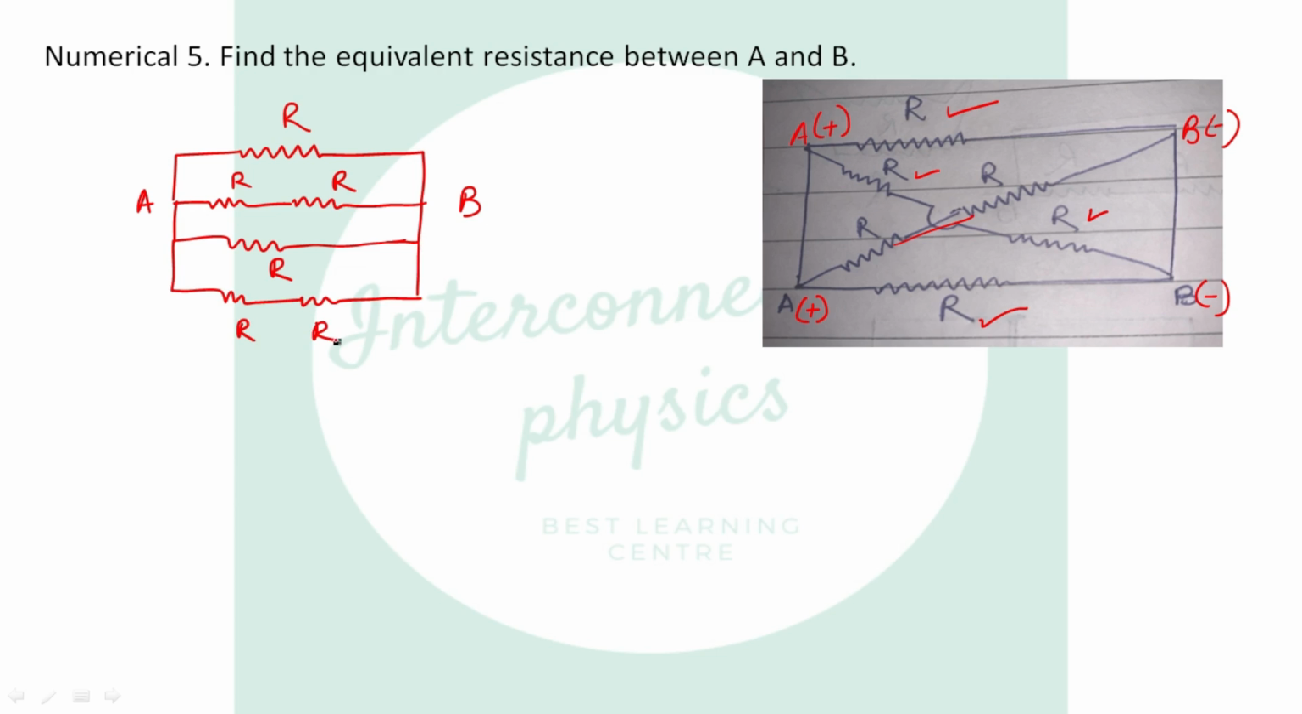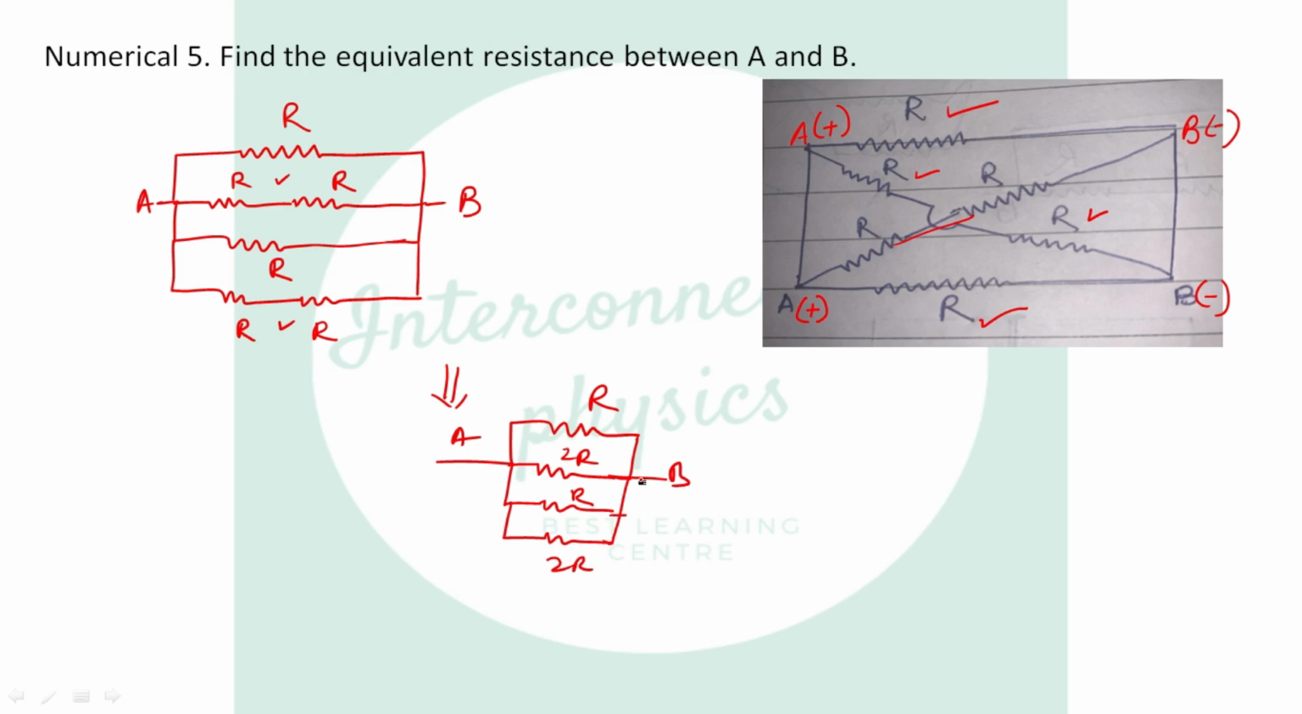This is point A, this is point B. So these two are in series. Let us draw the equivalent diagram. R, 2R, because R plus R is 2R. Again R, again 2R. This is point A, this is point B. Now this 2R and 2R are parallel. So the answer will be 2R divided by 2. The answer is R. So let us draw this R. The answer of this and this is R and this is R.